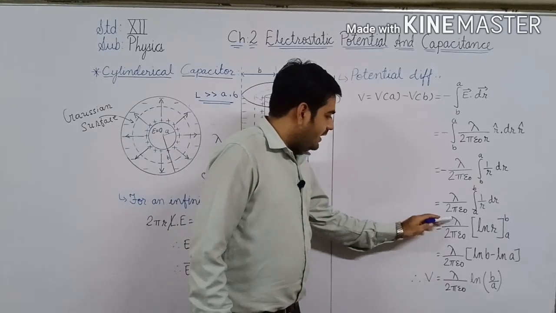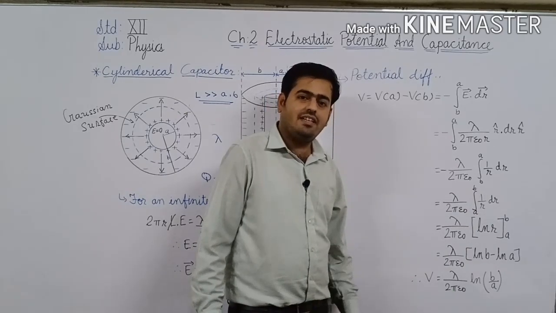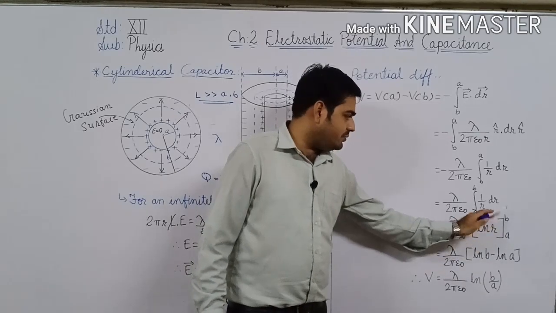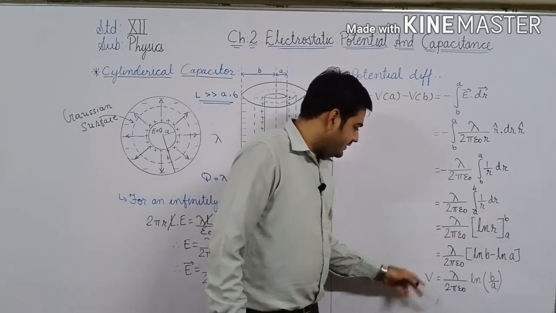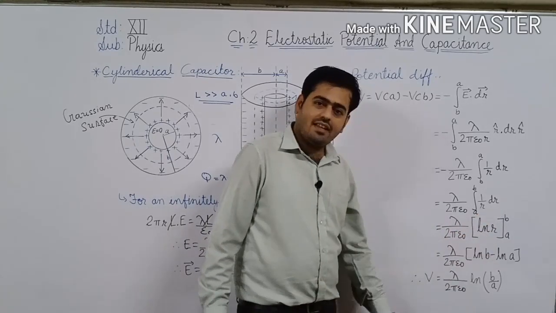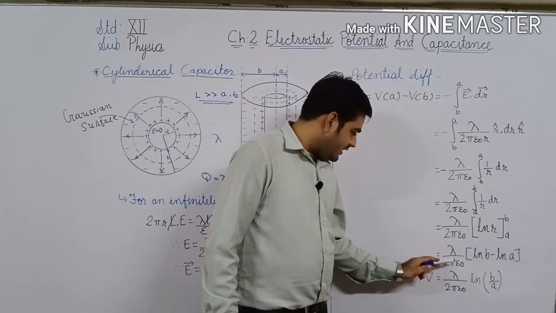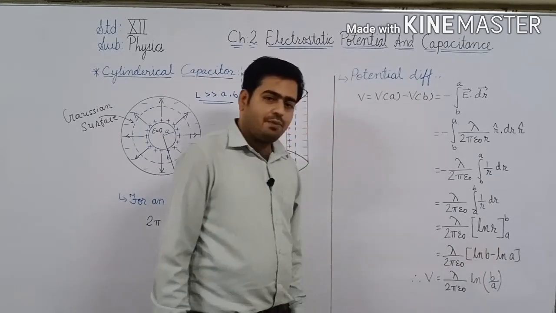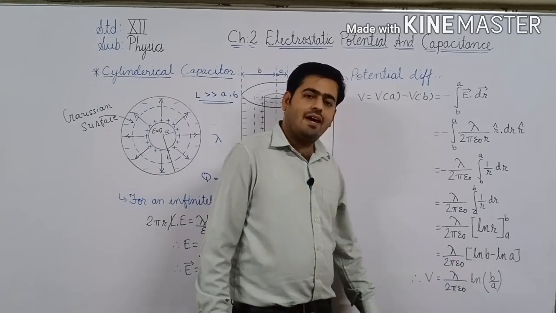Lambda upon 2 pi epsilon naught, 1 upon r dr. What is the integration of 1 upon r dr? That is ln r. So ln r with limit from a to b. Substitute the limit: lambda upon 2 pi epsilon naught as it is, ln b minus ln a. Log minus log is a ratio. So lambda upon 2 pi epsilon naught ln b by a. So the potential difference between the two conductors is lambda upon 2 pi epsilon naught ln b by a.